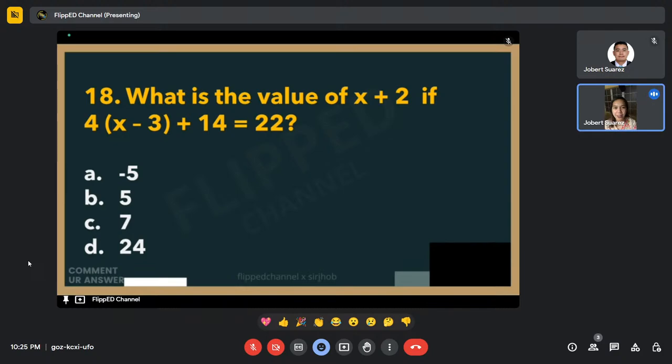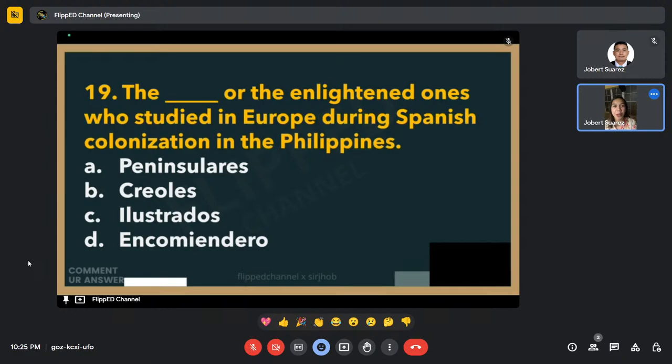Time's up. The correct answer for number 18 is letter C. It's 7. Okay? Okay lang yan. Okay? Yung mga nag-aano na pa. Because it's X plus 2. Okay? Next, let's proceed. Number 19. The blank or the enlightened ones who studied in Europe during Spanish colonization in the Philippines. Who are these people?